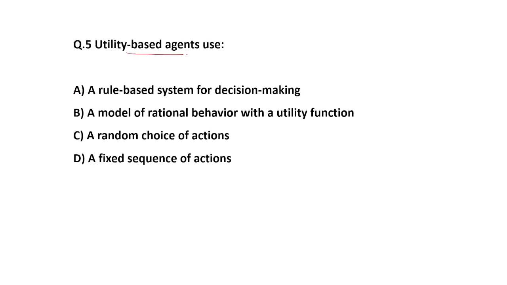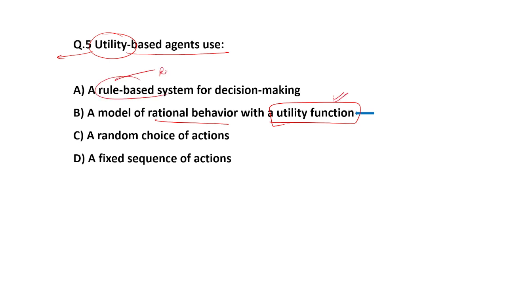Next is, utility based agents are. We have discussed this in a previous question. Utility is a numerical measure of an agent's performance or an agent's satisfaction, and this numerical measure is based on the outcome of its actions, right? So the correct answer is a model of rational behavior with a utility function. Rule based system is the property of rule based agents. Random choices are not there, and a fixed sequence of actions is also not in utility.